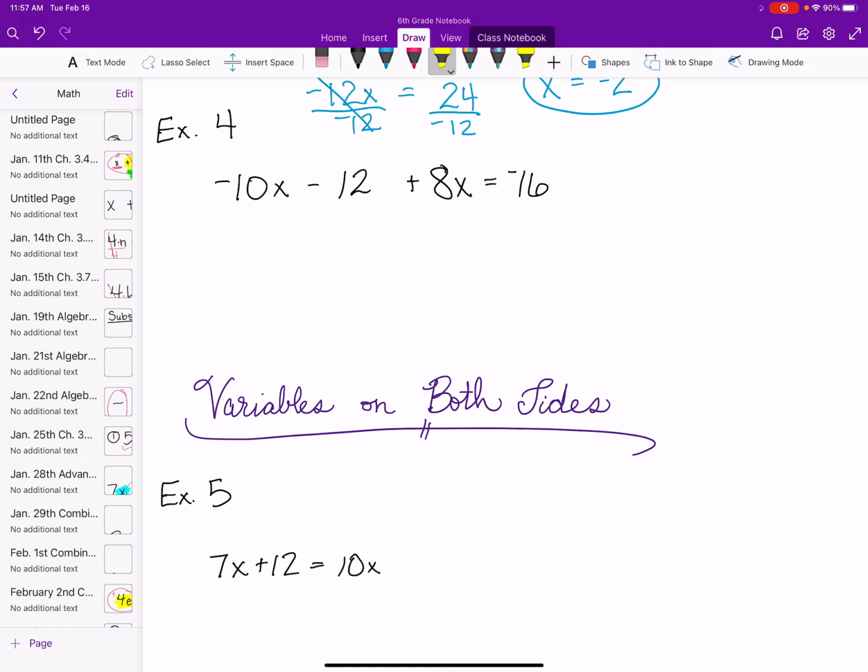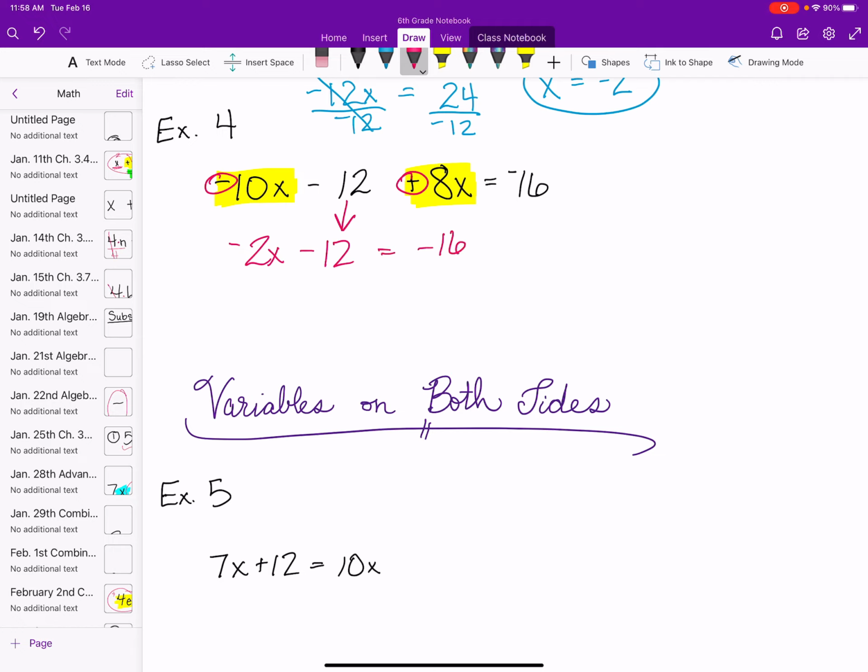Okay, so I'm looking to combine variables first. What two things have my x's? I have a minus 10x and a plus 8x. So negative 10 plus 8, they're different signs, meaning we're going to subtract. 10 minus 8 is 2x. Which number was bigger, 10 or 8? Well, 10 was bigger, and in front of 10 is a negative sign. So I have a negative 2x minus 12, I'm just bringing down what I didn't use, equals negative 16.